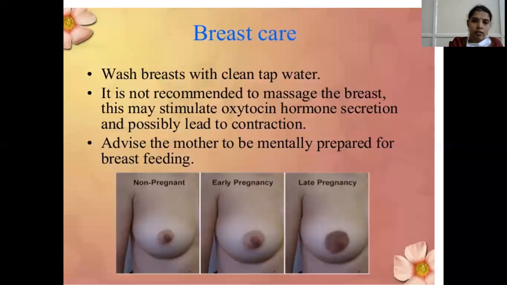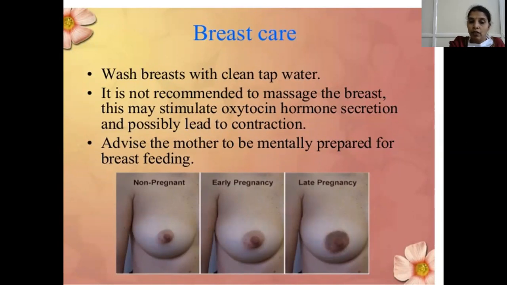Because there are so many physiological changes in the body in pregnancy, this is one of the physiological changes, preparing the mother for feeding. Wash breast with clean tap water. It is not recommended to massage the breast. This may stimulate oxytocin hormone, which subsequently stimulates the uterine contractions, and preterm delivery chances will be there. So don't massage the breast. Just clean with tap water, and advise the mother to be mentally prepared for breastfeeding.